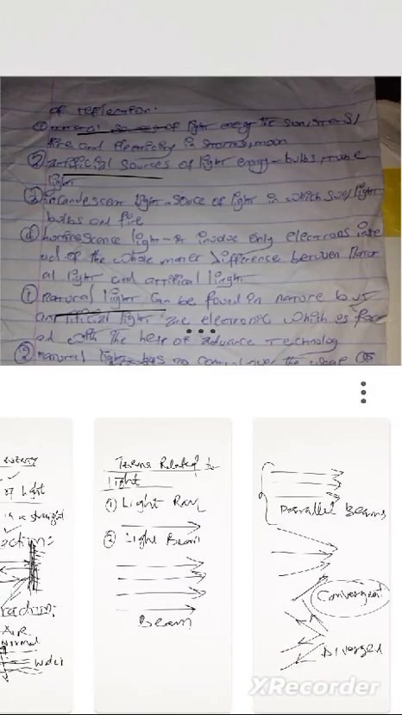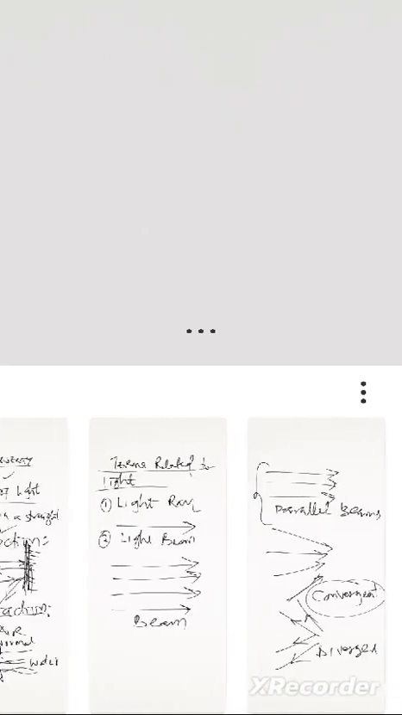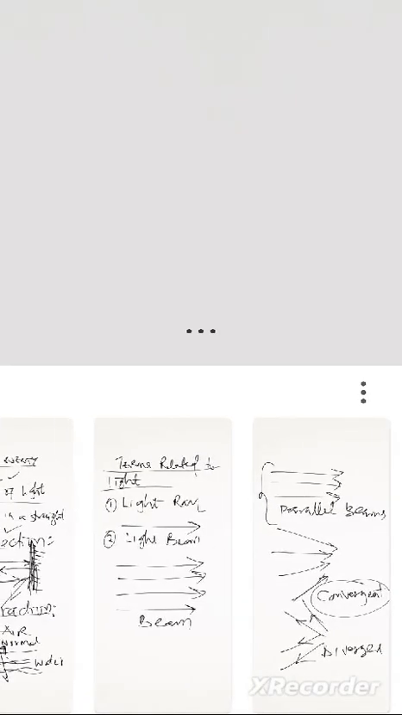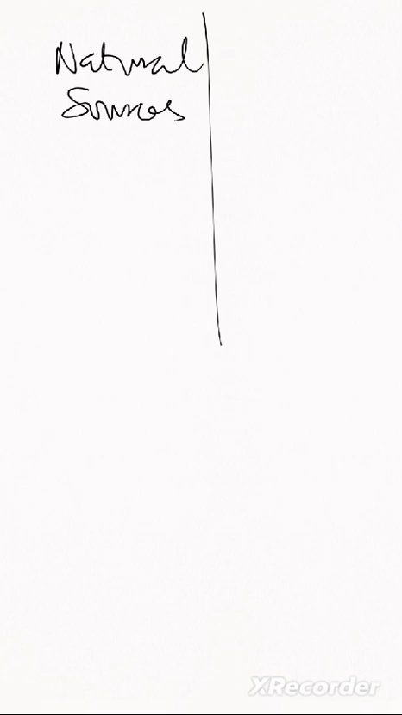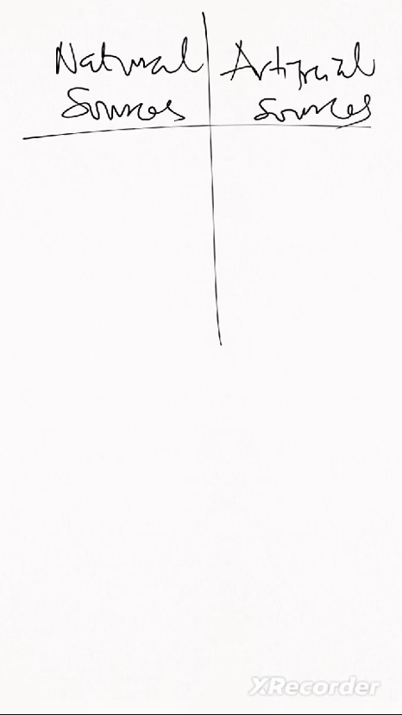If I understand what you are trying to do here properly, you are trying to differentiate between natural sources of light and artificial sources of light. And if that is the case, it is preferable you learn it by using a table like this instead of going back and forth.